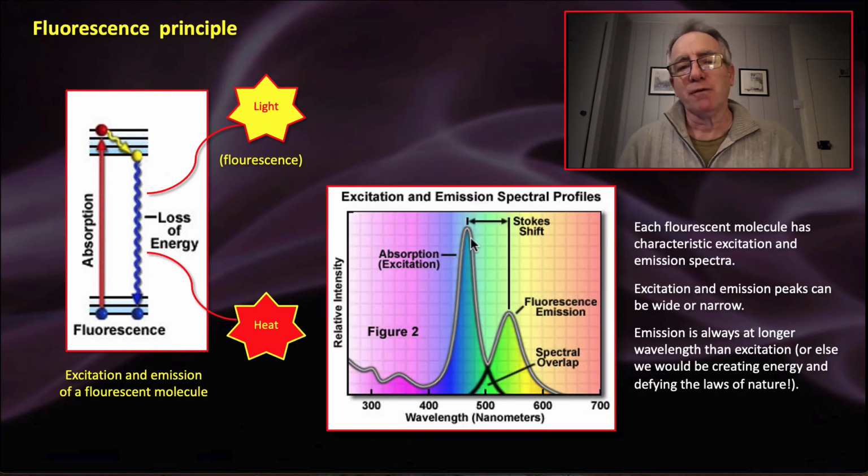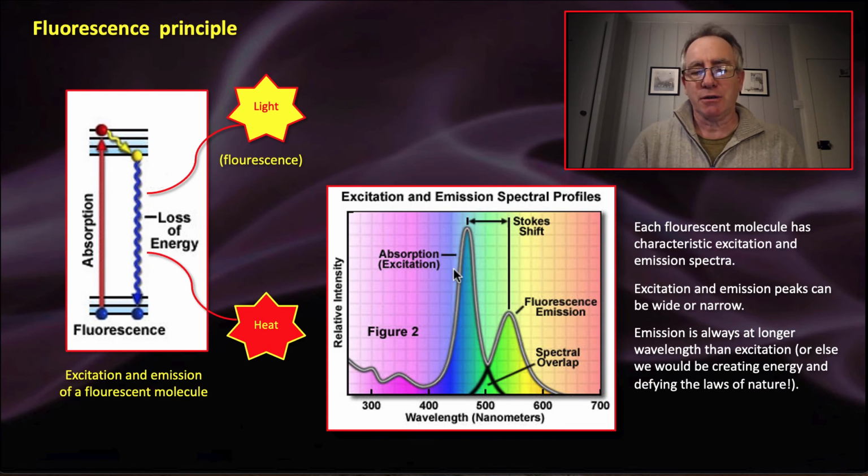A typical fluorochrome has what's called an excitation spectrum and an emission spectrum. If you look at the x-axis on this graph here, this is visible light from 300 nanometers all the way out to 700 nanometers.